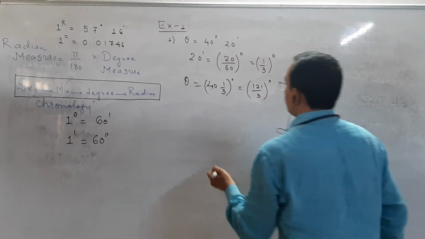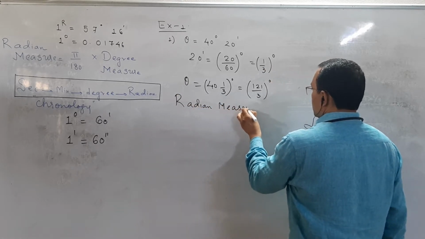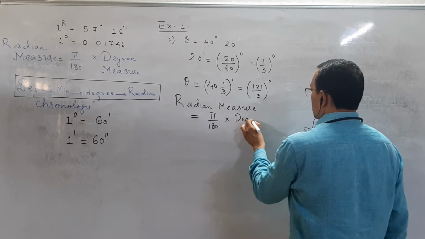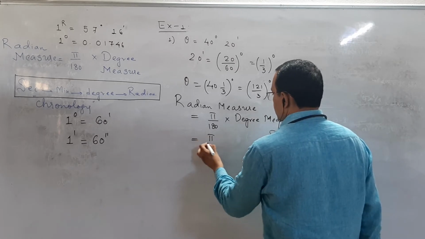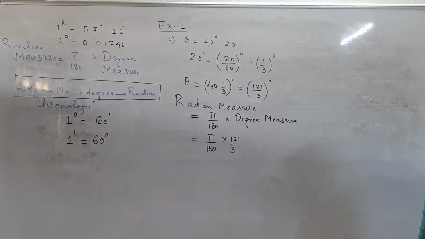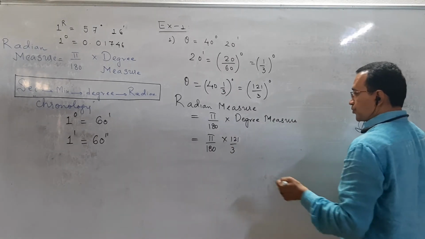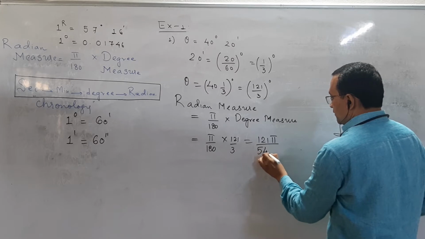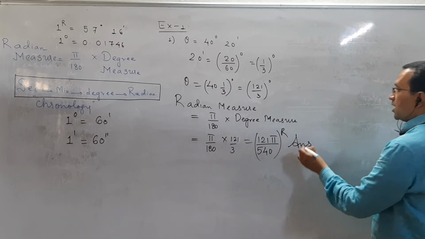Now students, I am writing radian measure is equal to pi by 180 into degree measure, and this is written as pi by 180 into 121 by 3. Now students, pay attention. We cannot cancel this. This is a prime number. So we write the answer is 121 pi. 18 into 3 is 54. So this many radians. This will be, students, our answer.